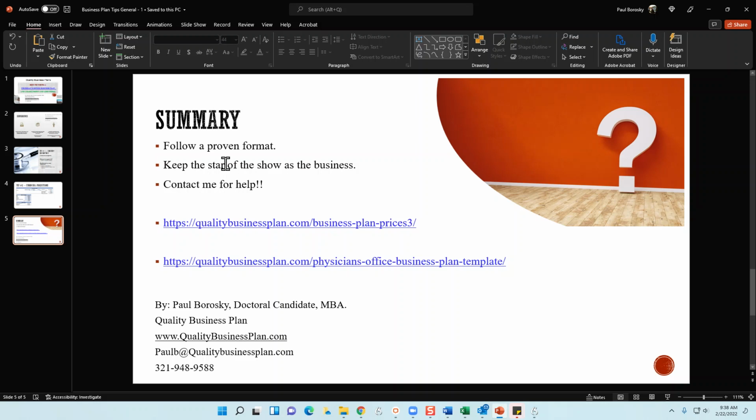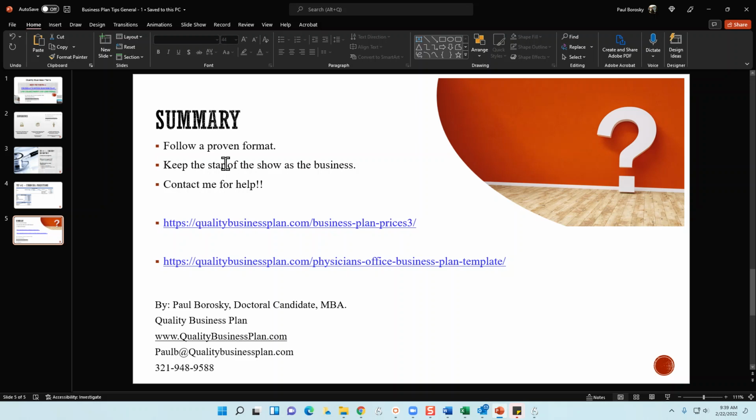Next, make sure to keep the star of the show as the business. All too many times, I'll get a dentist or a physician or a surgeon sending me their business plan, and the business plan tells me all the wonderful things that they do, the places they've been, and the patient service. By the time I'm done reading it, I have no idea what the business is going to look like. I have no idea how many employees they're going to have or what the projected revenues are going to be.